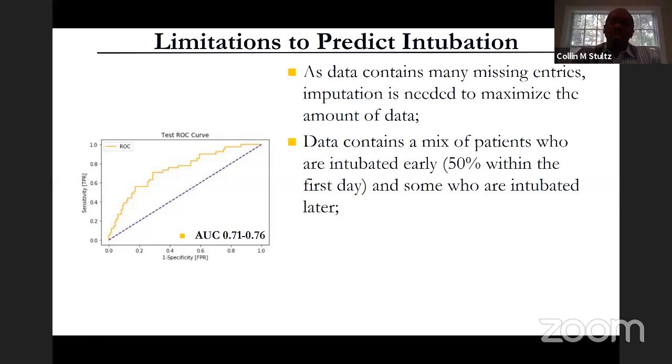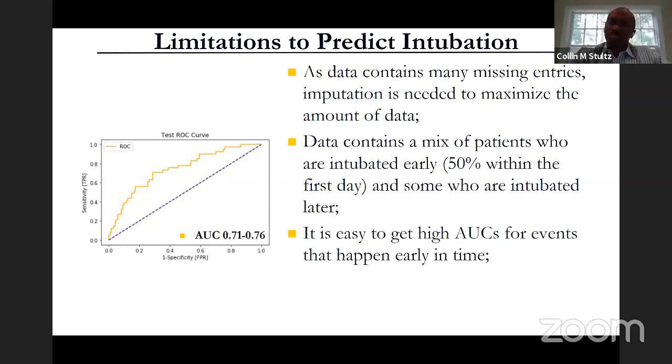And I think more importantly, the data itself contains a mix of patients who were intubated early and some who were intubated later. Because MGH is a quaternary care center, we get transferred patients who cannot be cared for adequately at their home institution. Some of these patients come in quite sick, and they're intubated very early. What we found in practice is it can be very easy to get high discriminatory ability for events that happen early in time.